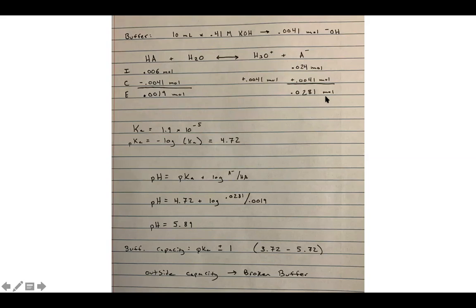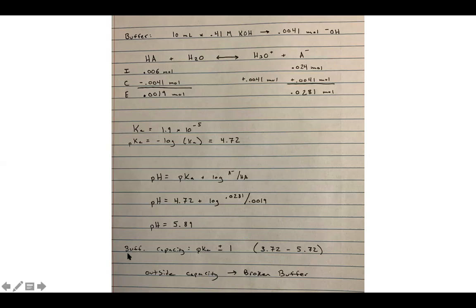Whenever you have a certain amount at equilibrium of each of these, you can solve for the pH using the Henderson-Hasselbalch equation. To use it, I need my pKa. I take the negative log of my Ka, which was given in the problem, and so my pKa is 4.72. I plug that in along with my equilibrium amounts of conjugate base and weak acid, 0.0281 and 0.0019. When I solve for the pH, I find that my pH is 5.89 after the addition of potassium hydroxide.